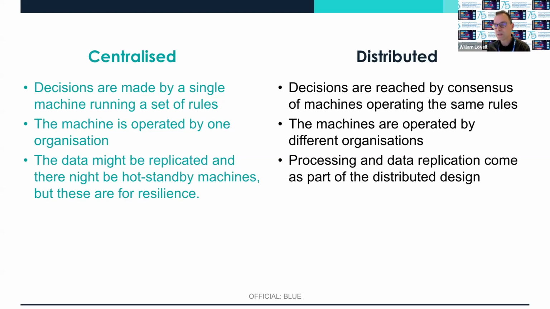One of the attractive things about a distributed system is that processing and data replication come as part of the distributed design. One of the really interesting features of the cryptocurrencies for me as an engineer at heart is how resilient they have proven to be. You can keep knocking the machines out, but actually the network keeps going. And that obviously has attractions for something that needs to be operating 24/7, 365.